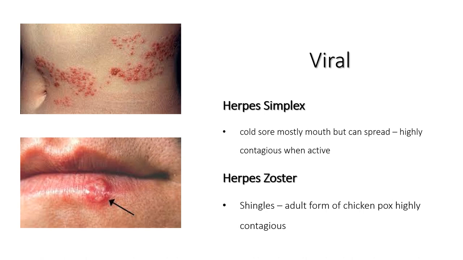Herpes simplex and herpes zoster are both viruses. Herpes simplex is another name for the common cold sore. Mostly found around the mouth, but they can spread and they are highly contagious when they're active. Herpes zoster is another name for shingles and acts as a form of chickenpox, but again is highly contagious. So herpes simplex and herpes zoster are viral infections.